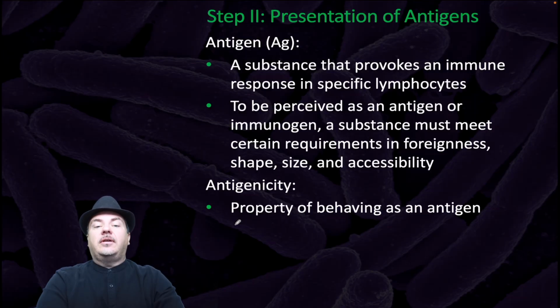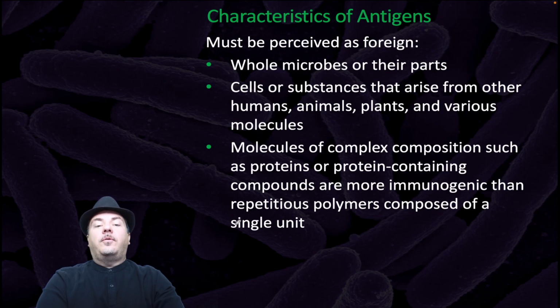An antigen is a substance that provokes an immune response in specific lymphocytes. To be perceived as an antigen or immunogen, a substance must meet certain requirements in foreignness, shape, size, and accessibility. Antigenicity is the property of behaving as an antigen. Antigens must be perceived as foreign. For example, whole microbes or their parts, cells, substances that arise from other humans, animals, plants, and various molecules.